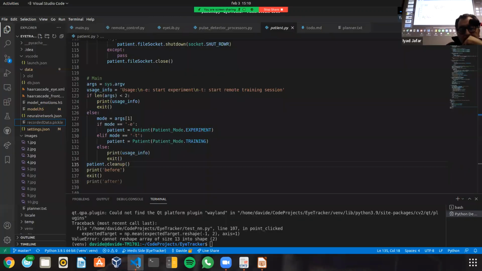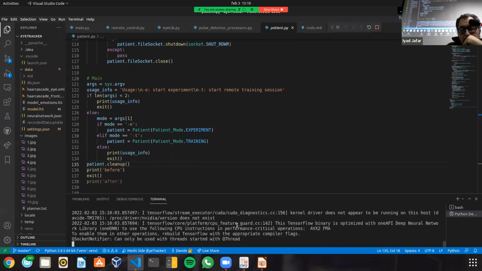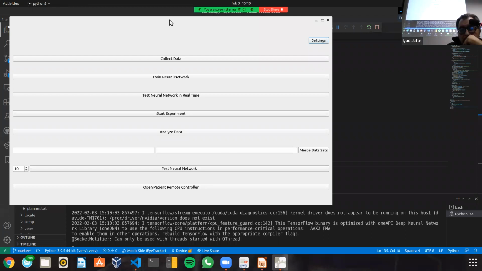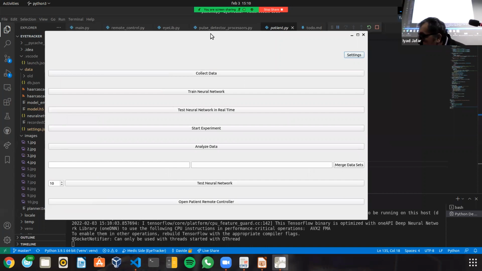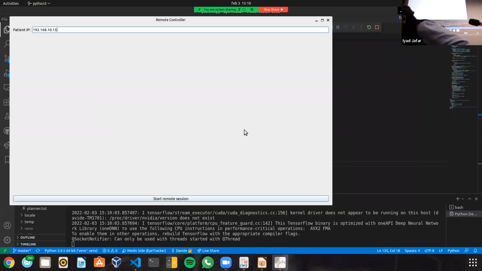Now, we will try this with the real environment. So this laptop and that Raspberry are connected in the same network. So we will try the remote experiment. So we obviously set up.